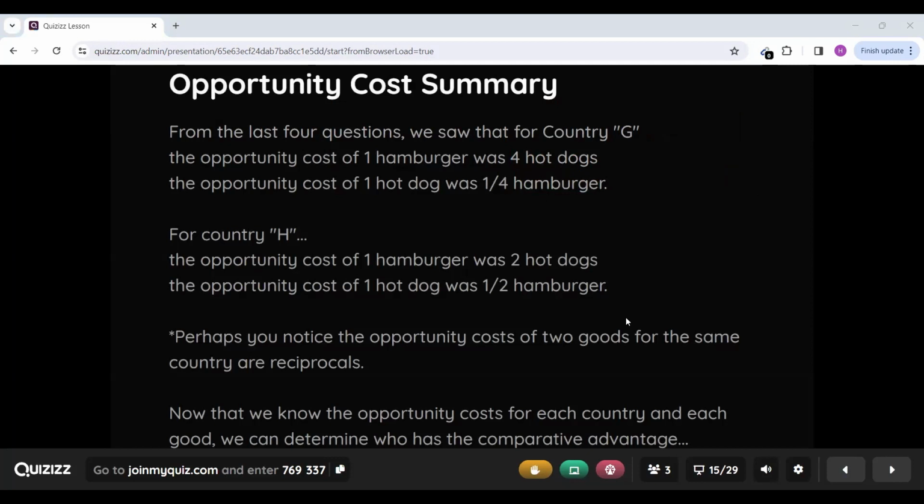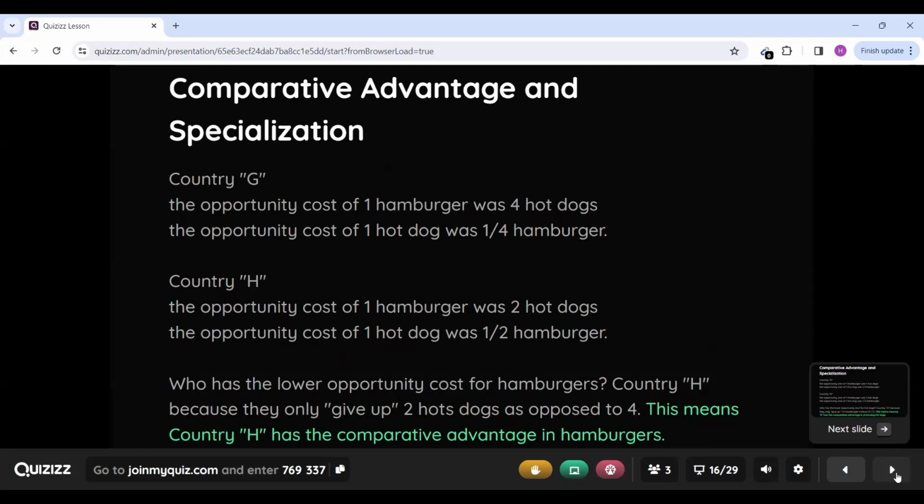So for the last four questions, the opportunity cost for one hamburger was four hot dogs, and the opportunity cost of one hot dog was a quarter hamburger, for country G. For country H, the opportunity cost of one hamburger was two hot dogs, and the opportunity cost of one hot dog was half a hamburger. So now you can figure out who has the comparative advantage with all that information.